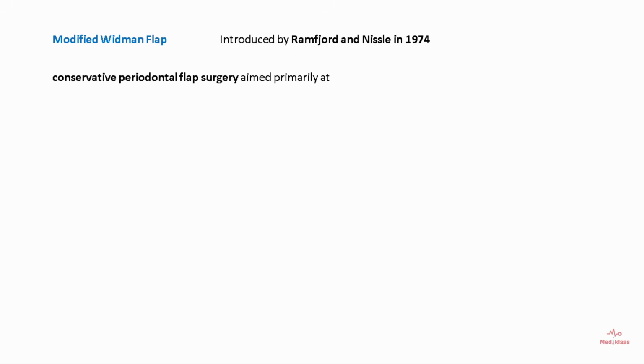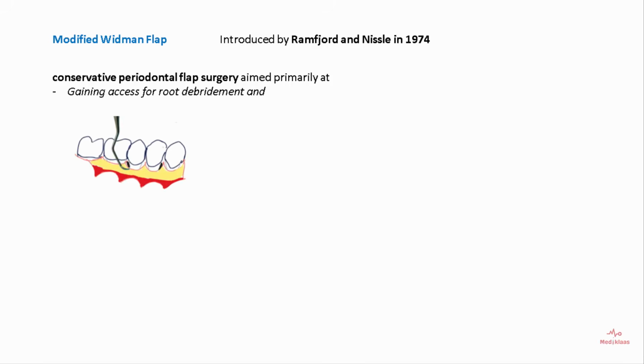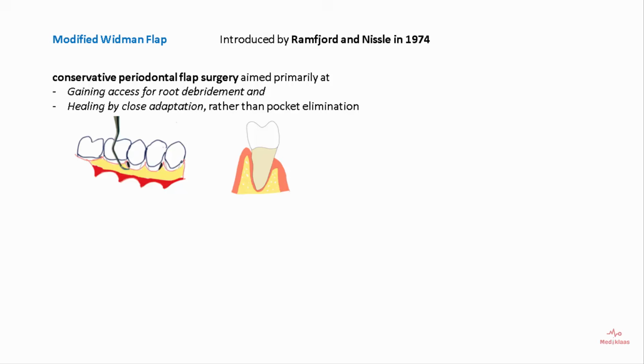Modified Widman Flap was introduced by Ramfjord and Nissle in 1974. It is a conservative periodontal flap surgery which is aimed primarily at gaining access for root debridement and healing by close adaptation. The procedure is aimed at pocket reduction.